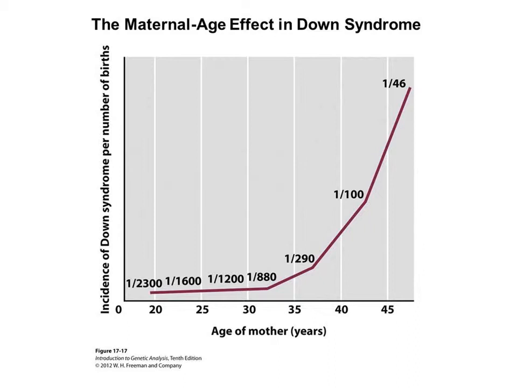Let's look at age 25. Age 25, it increases to about 1 out of 1,600. Age 35, about 1 out of 290. And by the ripe age of 40, 1 out of 100 babies will have Down syndrome that were produced from women that were 40 years old. So as a woman ages, her chances of having a Down syndrome individual increases. This means that nondisjunction abnormalities increase as you age.